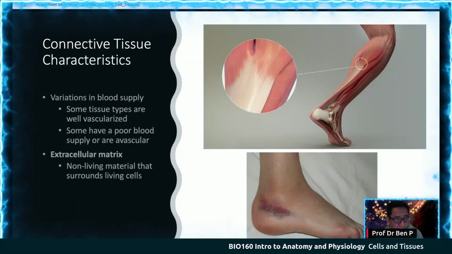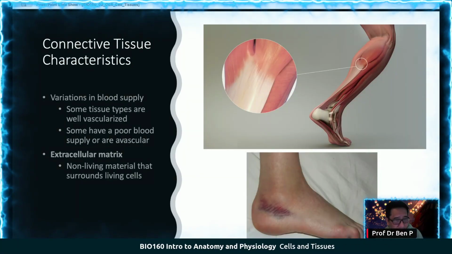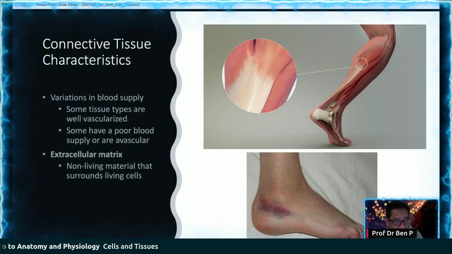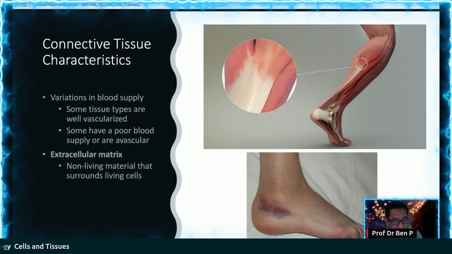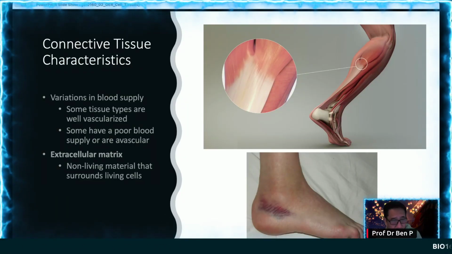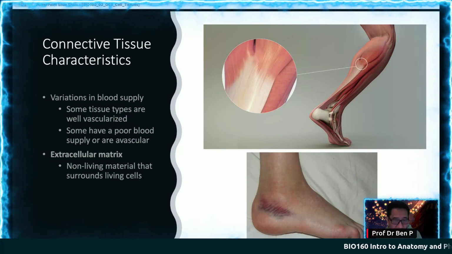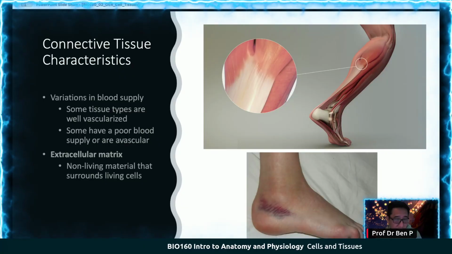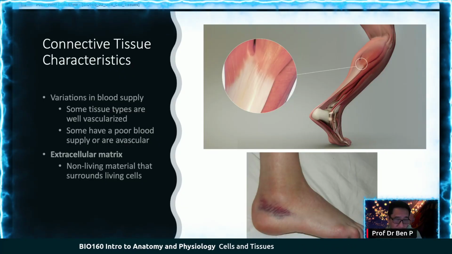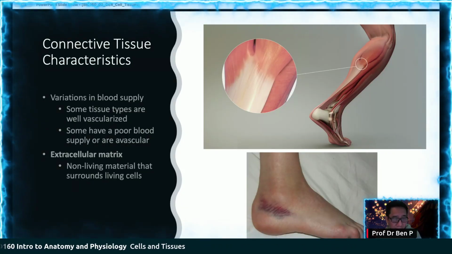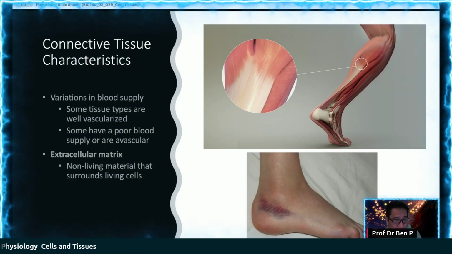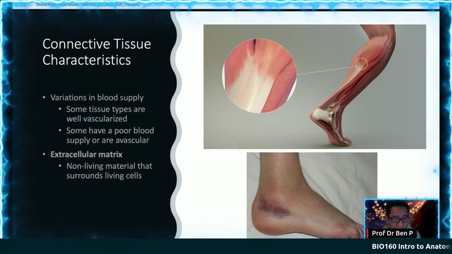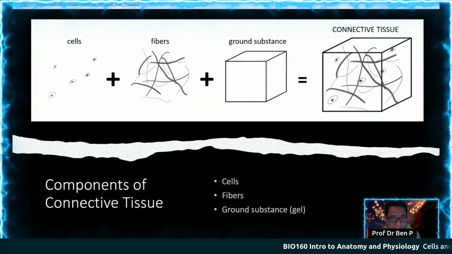In connective tissue, there is various blood supply. Some of them are really vascularized, and some of them are poorly vascularized, where you do not have a lot of blood. Depending on location, some get lots of blood going to them, but some do not at all. Extracellular matrix means these are non-living materials that surround the living cells.